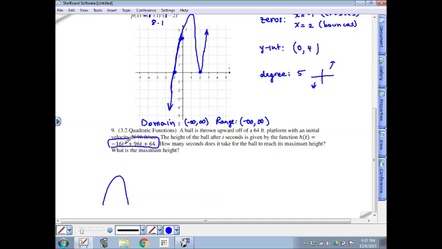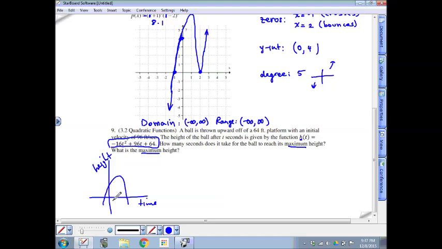And if you look at the variables, t stands for time, and that's normally where x goes, so we know that along the x-axis we have time, and then it's h of t, where h means height, so the y-axis is height. So it's asking us to find how many seconds does it take to reach the maximum height, and what is the maximum height?